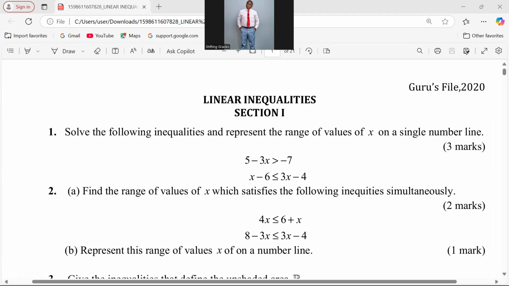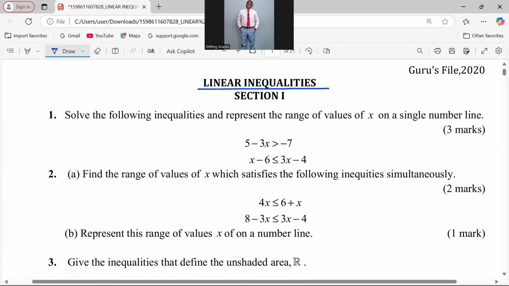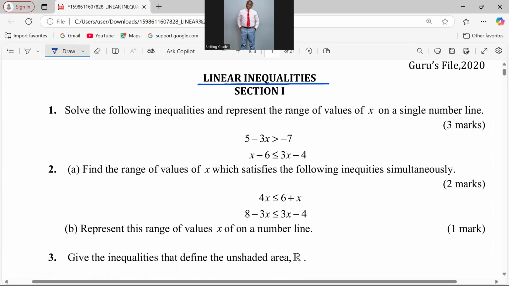This is a topic which is both in CBC and also in the 8-4-4 system. So we'll be helping the grade 9 learners to prepare for the KCSE, and also the secondary school students to prepare for KCSE. So if you know anyone who is expecting those national exams, please invite them to this broadcast.